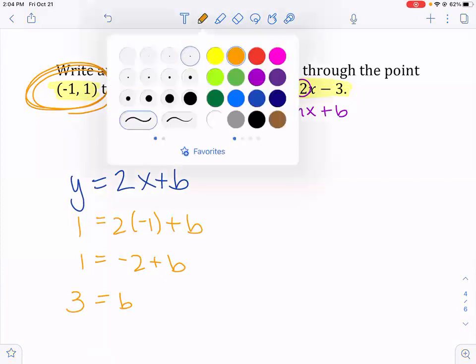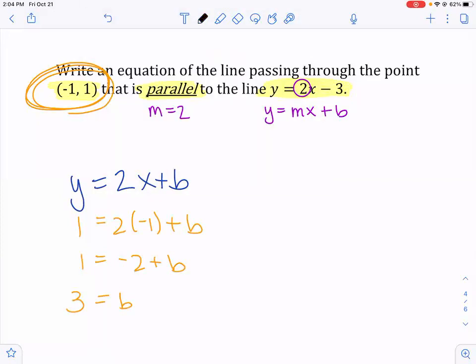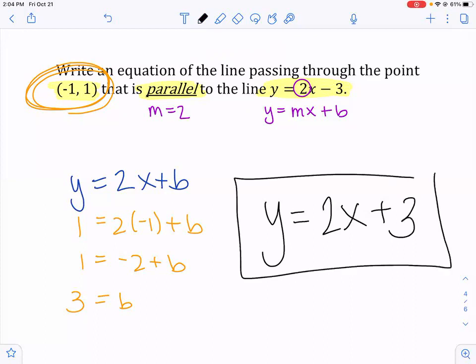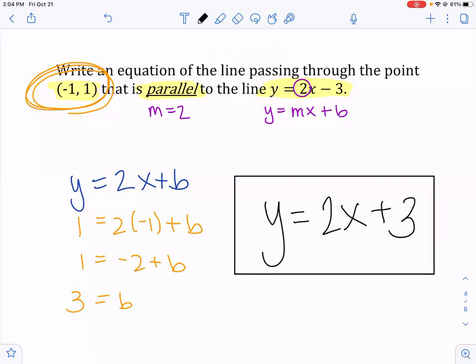So y equals mx plus b. That's the slope we need to make it parallel. Plugging in -1, it should be -3. So it works.